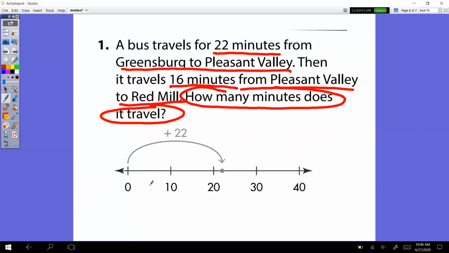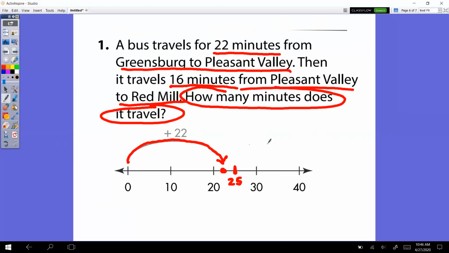Okay, we have a number line here. It tells us that the bus travels for 22 minutes from Greensburg to Pleasant Valley. So that's what this first arrow represents, 22 minutes. You know that 25 will be our midpoint between 20 and 30. 22 comes somewhere between 20 and 25. So that's why this dot is here. Okay, so we added 22 minutes, and then the bus traveled from Pleasant Valley to Red Mill, another 16 minutes.